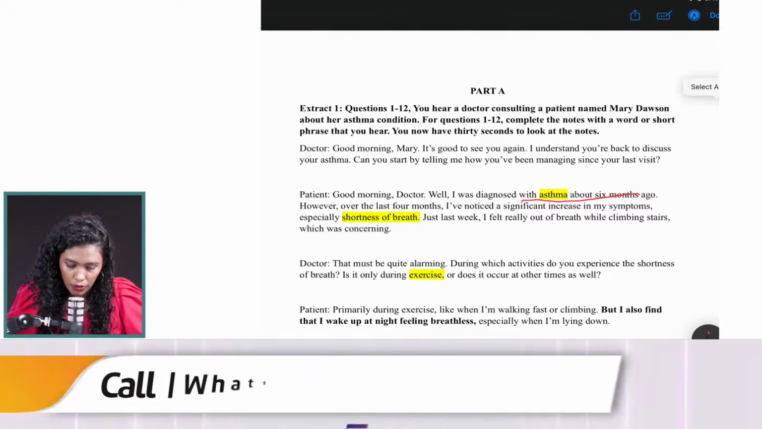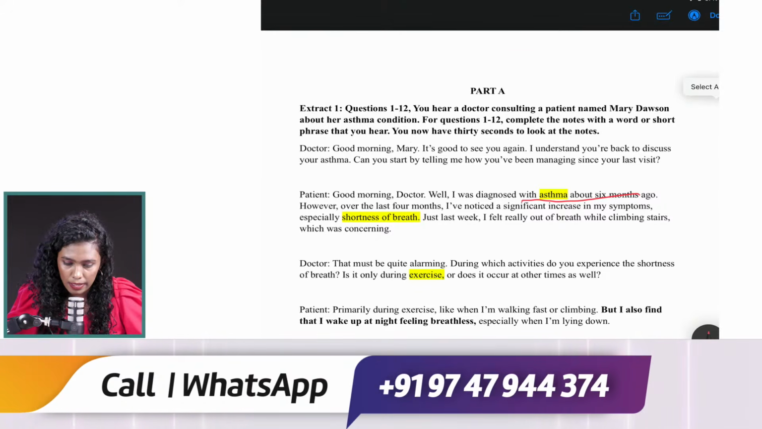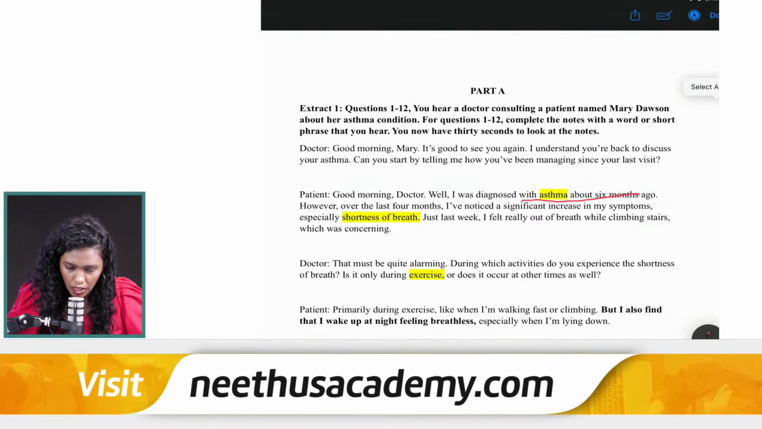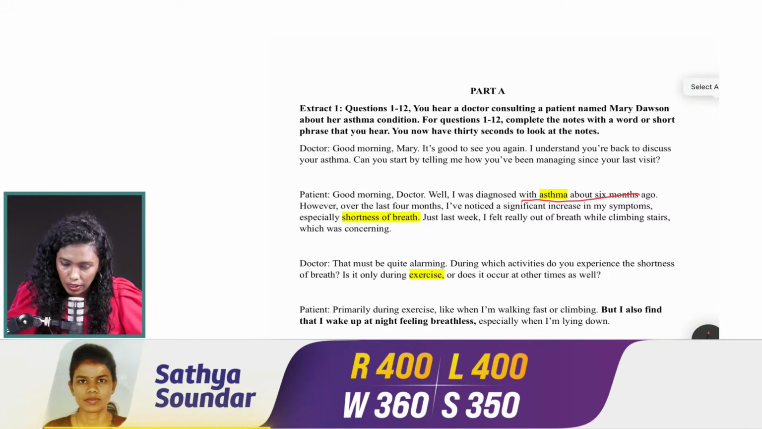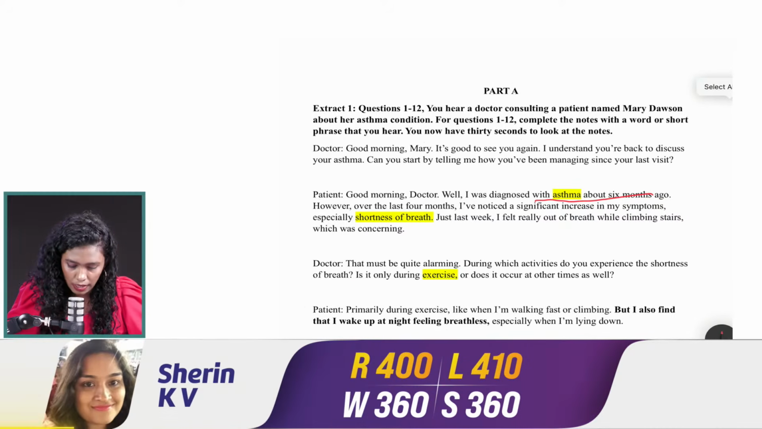Now moving forward to question number 2, and the answer was shortness of breath. Experience dash while climbing the stairs, right? Okay, here you can understand the patient does mention, I felt really out of breath while climbing the stairs, which was concerning.